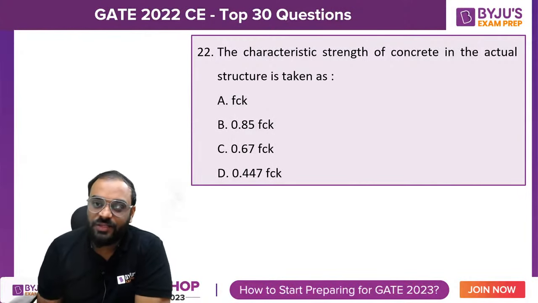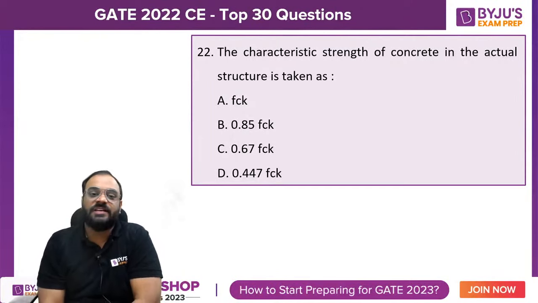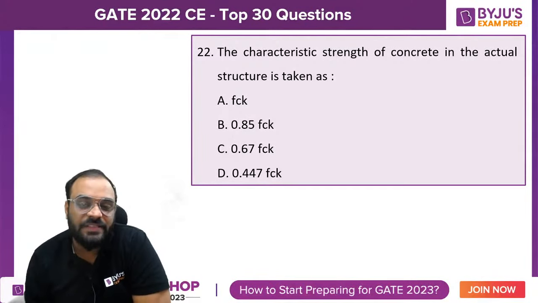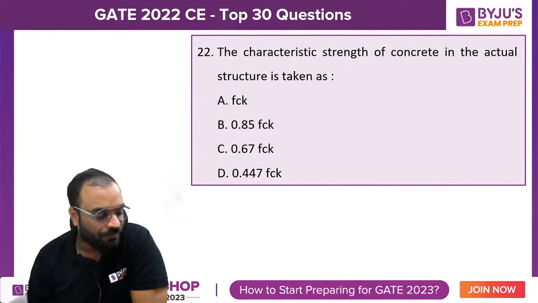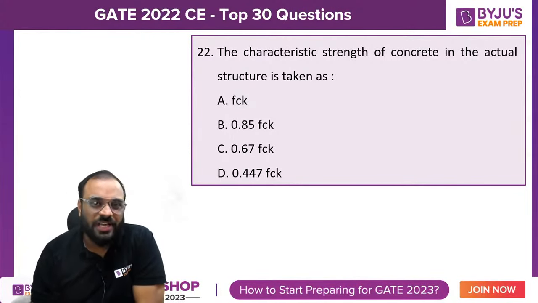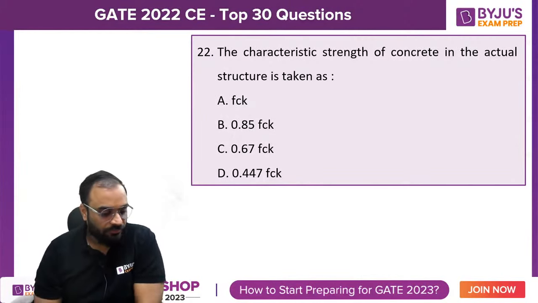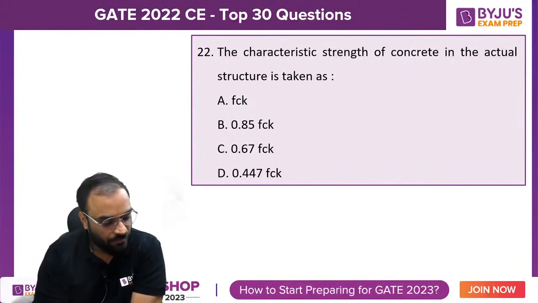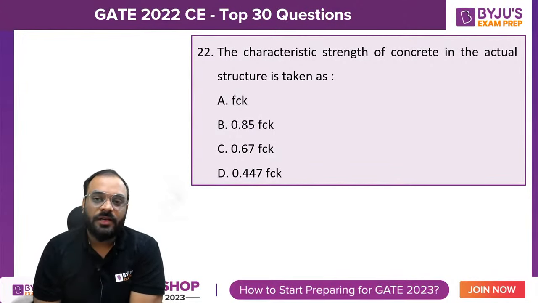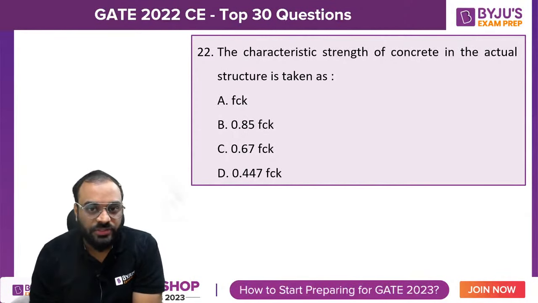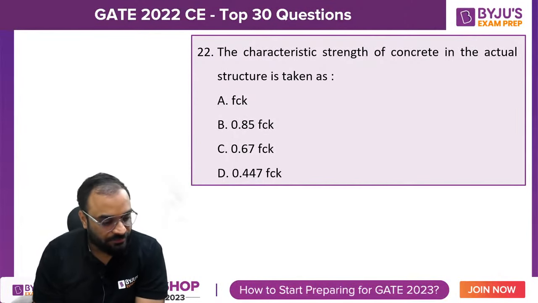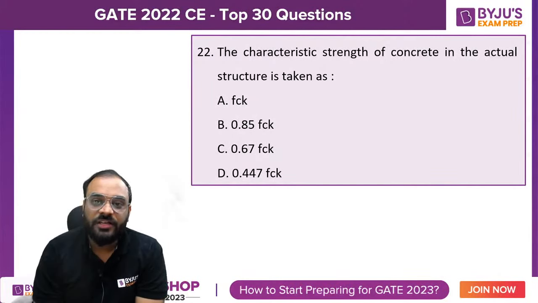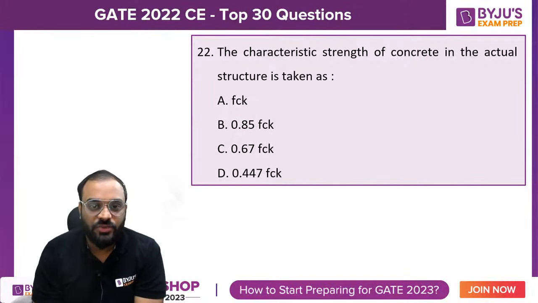The characteristic strength of concrete in the actual structure is taken as how much? So this is basically a 1 mark problem, right? Now we have some questions which are basically 1 mark, okay? Not too much calculative, but easy ones. The characteristic strength of concrete in the actual structure is taken as how much? How much are you taking the characteristic strength of concrete for the actual structure?